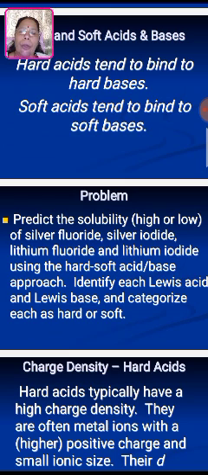Let us see, can you solve the problem between these? Predict the solubility, whether high or low, by knowing about the hard and soft concept for silver fluoride, silver iodide, lithium fluoride, lithium iodide, using this concept, and explain it to me by mail.